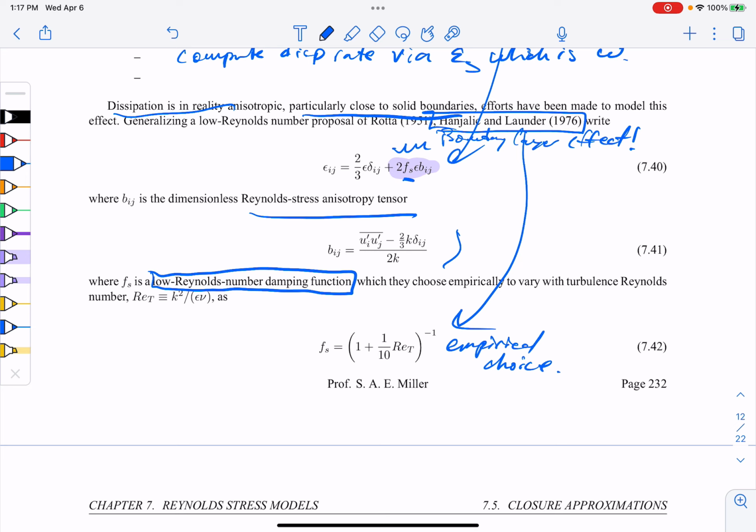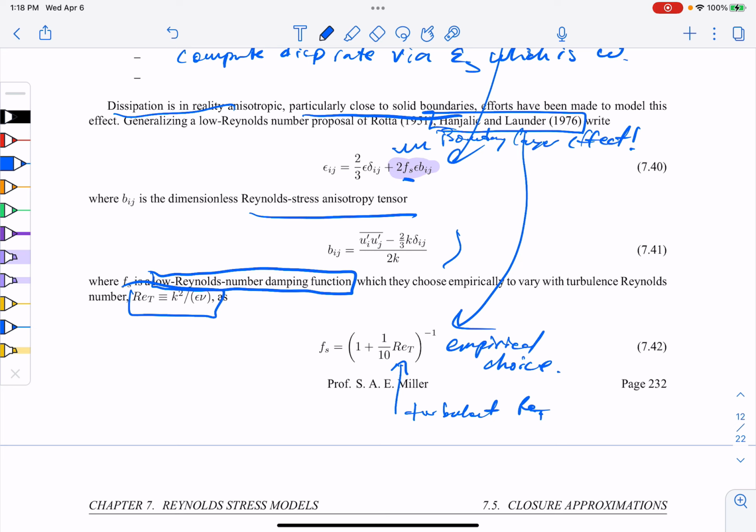You might say, well, what's the RET? Well, that's turbulent Reynolds number. And the turbulent Reynolds number should become small as we are approaching the wall. Here's the definition of RET right here. So that's the simplest closure for the dissipation tensor.